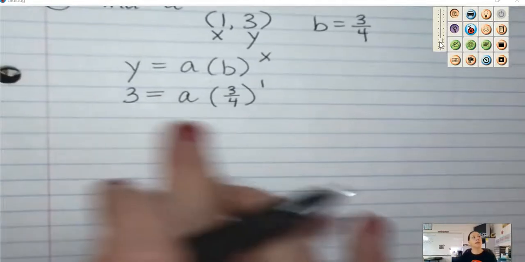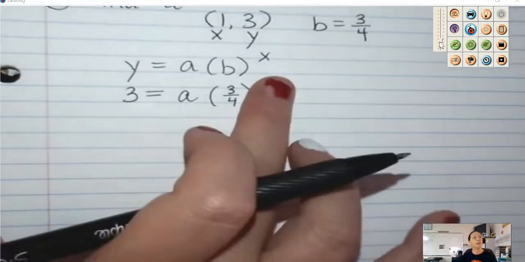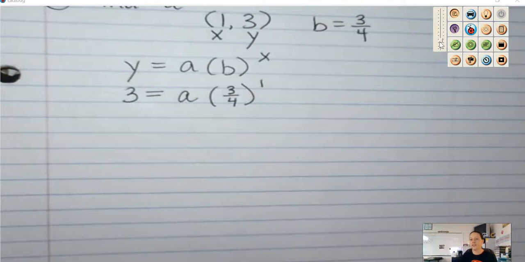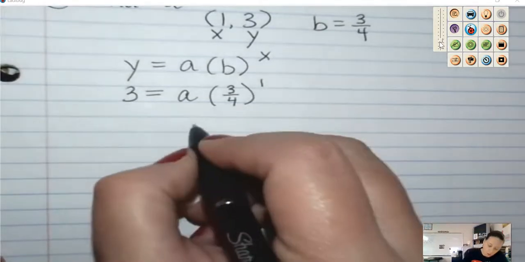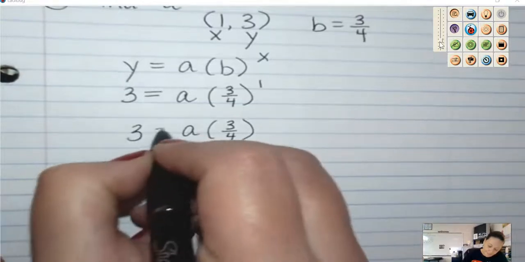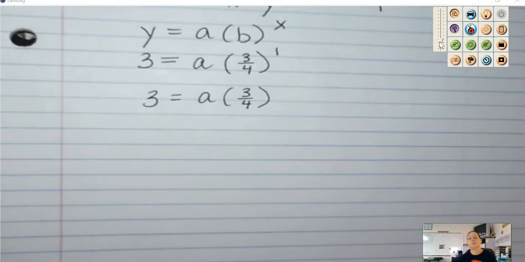Okay, now we're taking this equation and we're going to solve it for A. We want to get A by itself. So first I got to deal with the exponent. 3/4 to the first power. Anything to the first power is just that same number, right? So it's just 3/4. Okay, go ahead and solve for A.